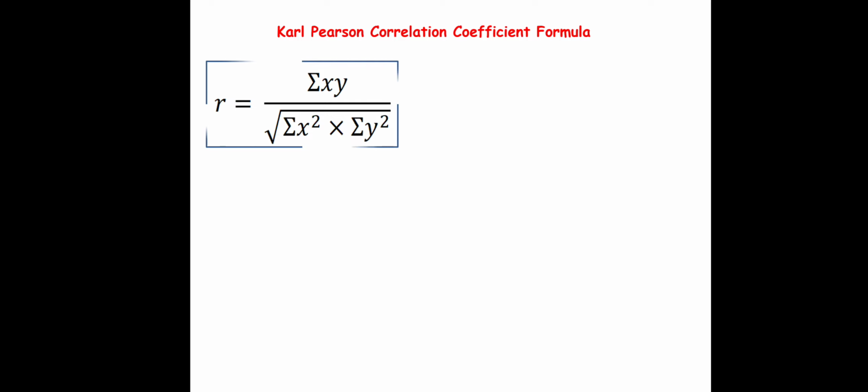So the formula for Karl Pearson's correlation coefficient is like this. Small r, that is Karl Pearson's coefficient, is equal to the summation of small x y divided by the square root of summation of x square into summation of y square. In this formula you can see we have small x and small y. Here small x is equal to capital X minus capital X bar, whereas small y is equal to capital Y minus capital Y bar.